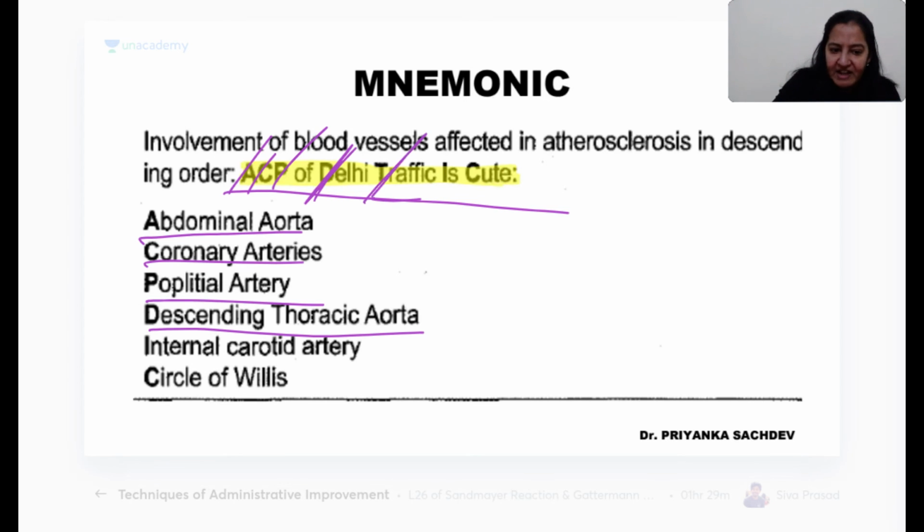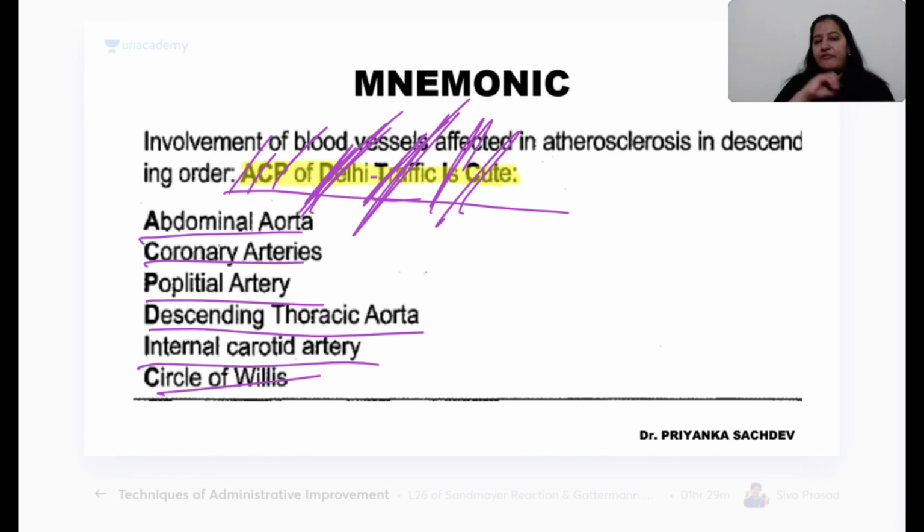Delhi का D हो गया. फिर traffic. ट्रैफिक से भी कुछ नहीं है. अच्छा, दिल्ली ट्रैफिक DT से डिसेंडिंग थोरेसिक. इज का I is internal carotid and cute का C is circle of Willis. Have you got the mnemonic? ACP of Delhi traffic is cute, so that is the mnemonic. So abdominal aorta, coronary, popliteal, descending thoracic, internal carotid, and circle of Willis.